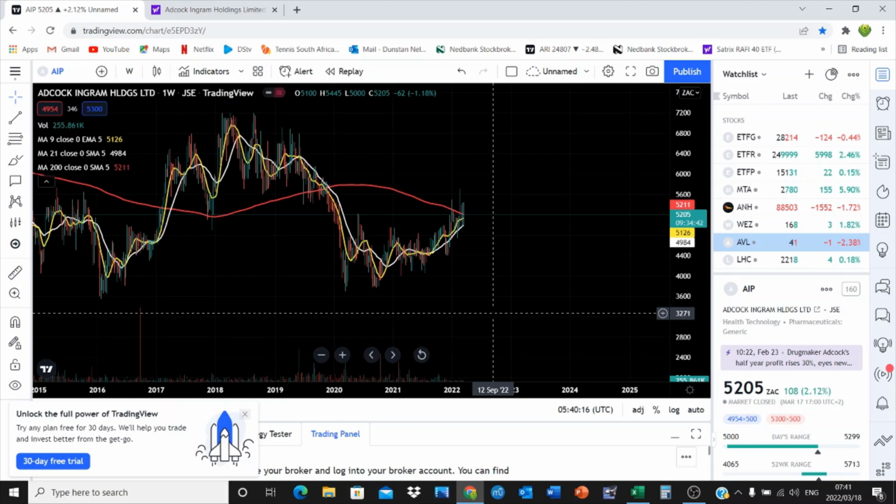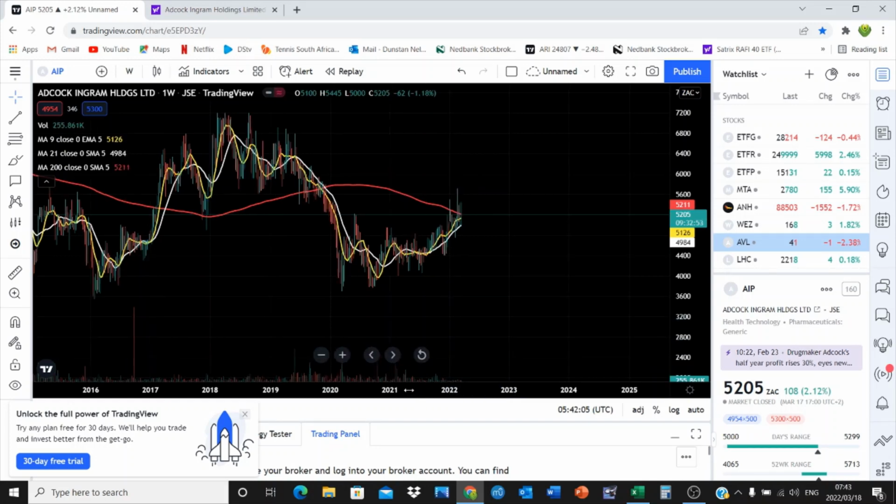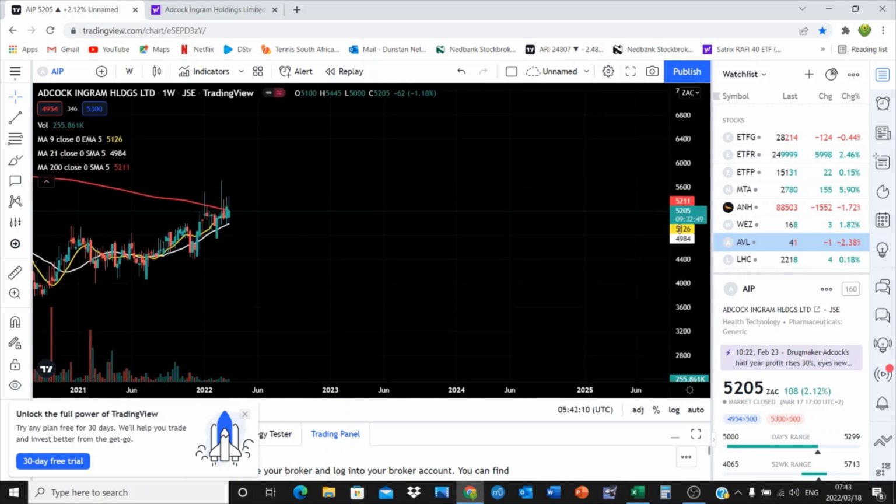Let's take a look at how I would analyze this. So here is the chart for Adcock Ingram. This is on TradingView, and this is the maximum view. This is not daily. Each candle represents a week in the market. So let's take a look at the last few moves in the market.